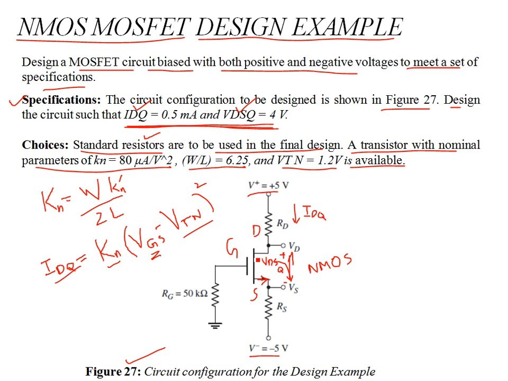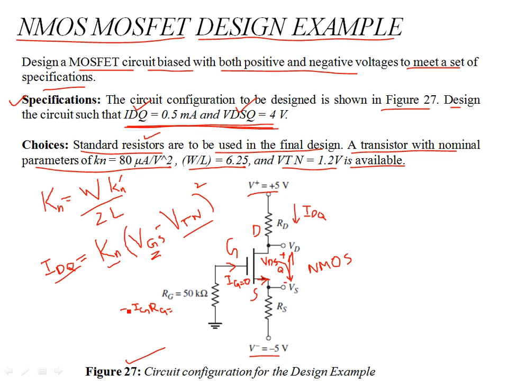Now, if you look at the circuit, one thing to note is that there is no gate current. There is never any gate current because there is no oxide. That means IG is always zero, whether it is a PMOS or NMOS device. Keep this fact in mind: IG is zero. That means IG times RG over here is zero.